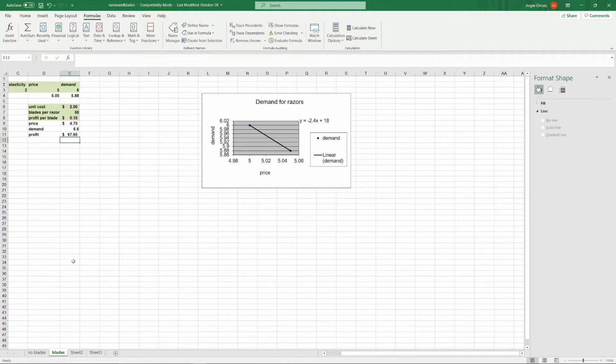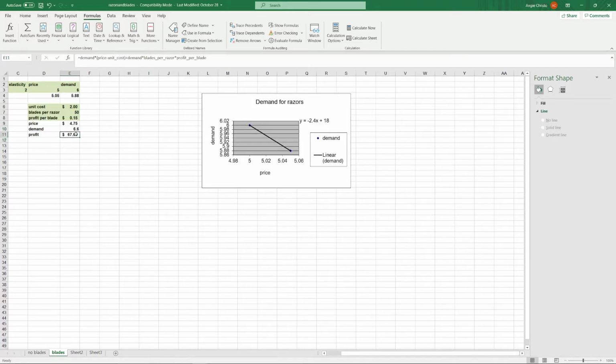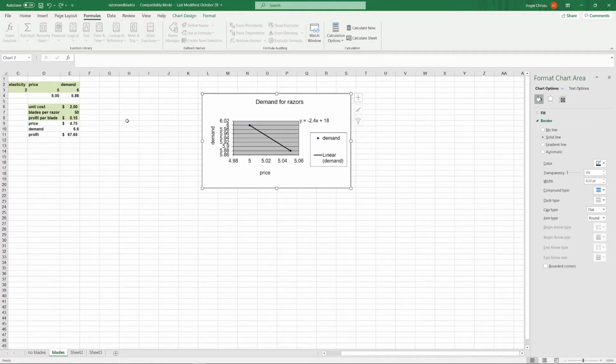And again, the same as in the example with no blades, you can always just refer to the cells themselves. But this is tidier, right? And even if we move this elsewhere, or we copy this elsewhere, it still will be looking at the same thing. Right, so we just added one more thing to this calculation, and these numbers do not change. The only thing that still varies is the price for the razors, right? This is what we're trying to figure out.